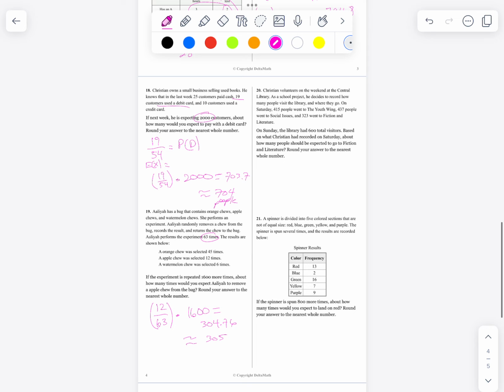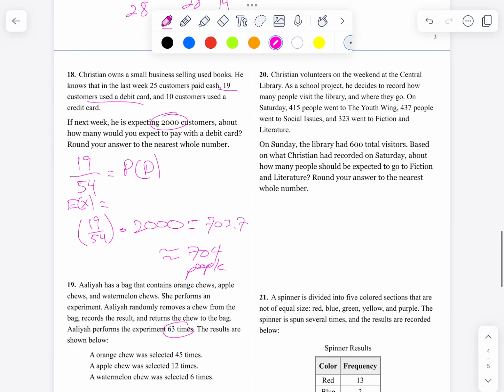All right, almost done. Christian volunteers on the weekend at Central Library. He decides to record how many people visit the library and where they go. On Saturday, 415 went to the youth wing, 437 to social issues, 323 to fiction and literature. On Sunday, the library had 600 visitors. Based on what Christian has recorded on Saturday, how many people should be expected to go to fiction and literature? So for fiction and literature, there was 323 out of the grand total of everybody, which I'm going to have to figure out because they don't tell me.